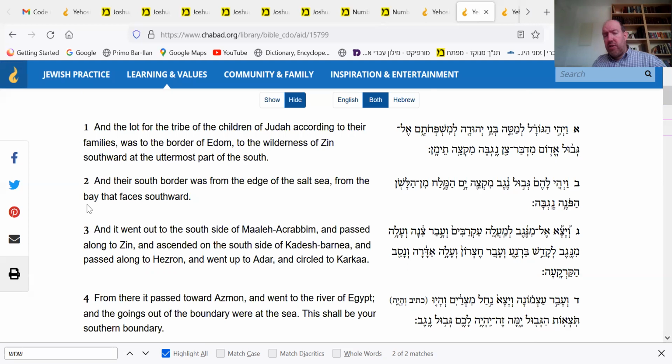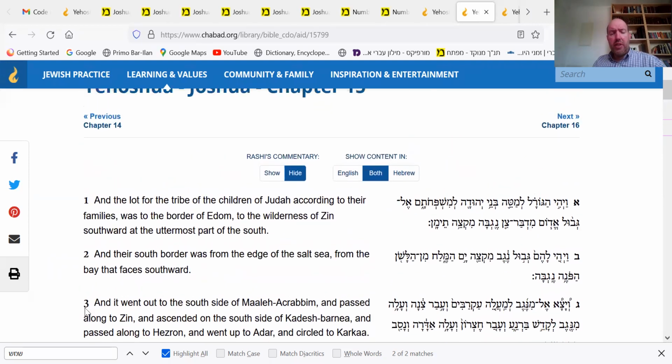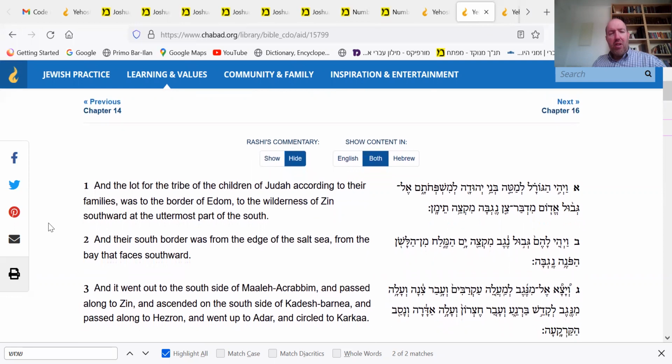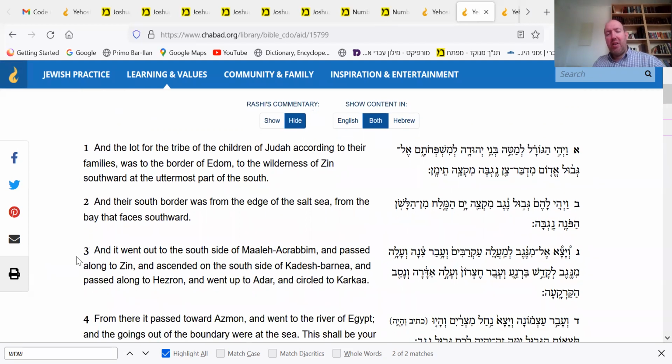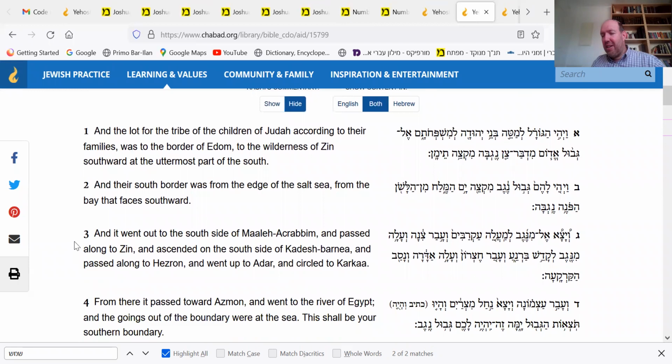So as far as the boundaries are concerned, it's a lengthy and technical description. We'll just point out a couple of interesting locations mentioned here. "And the lot for the tribe of the children of Judah, according to their families, was to the border of Edom, to the wilderness of Tzin, southward, at the uttermost part of the south." And notice what's considered the southeastern border: "and their south border was from the edge of the Salt Sea." This, of course, relates to what we call the Dead Sea, and it continues moving from there.